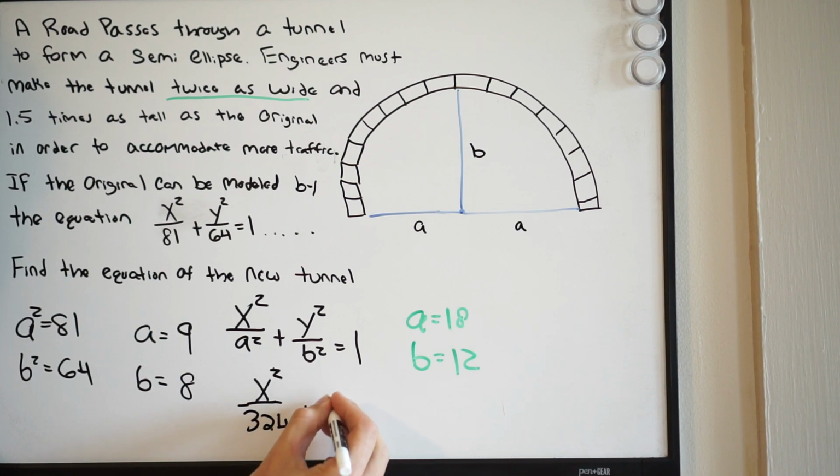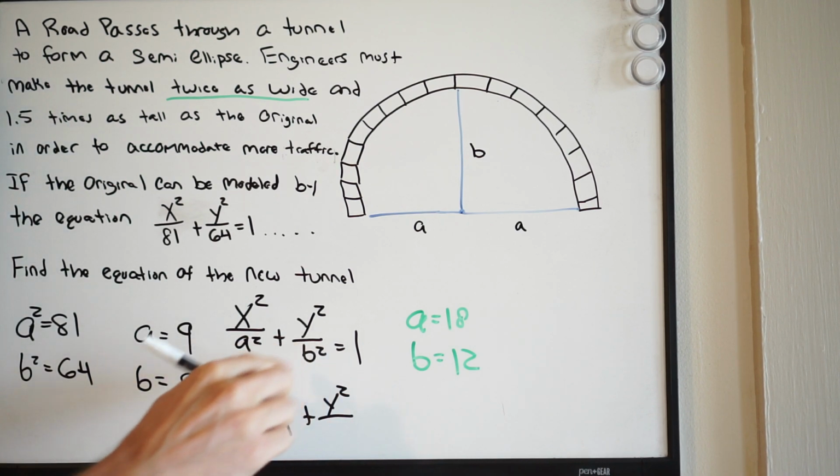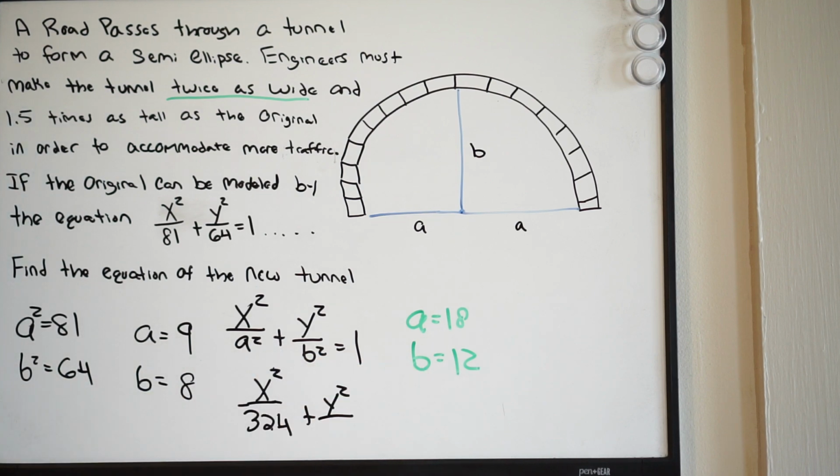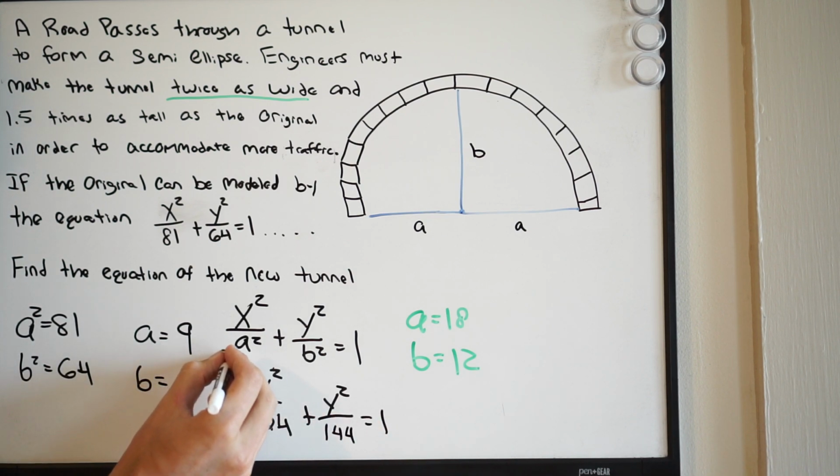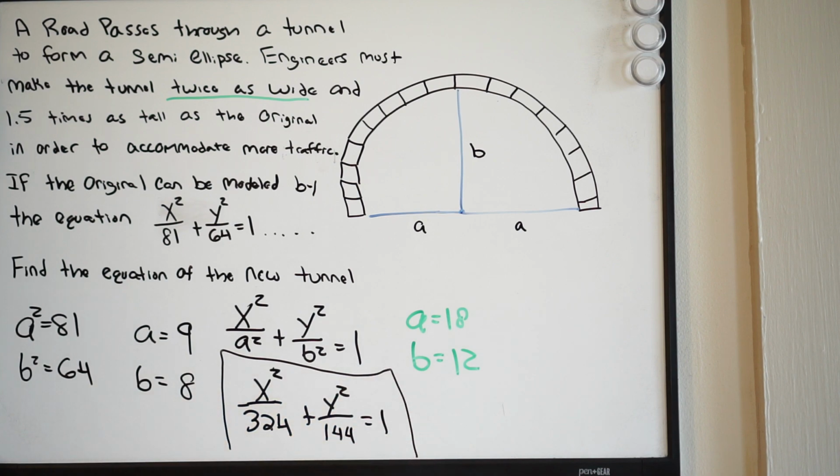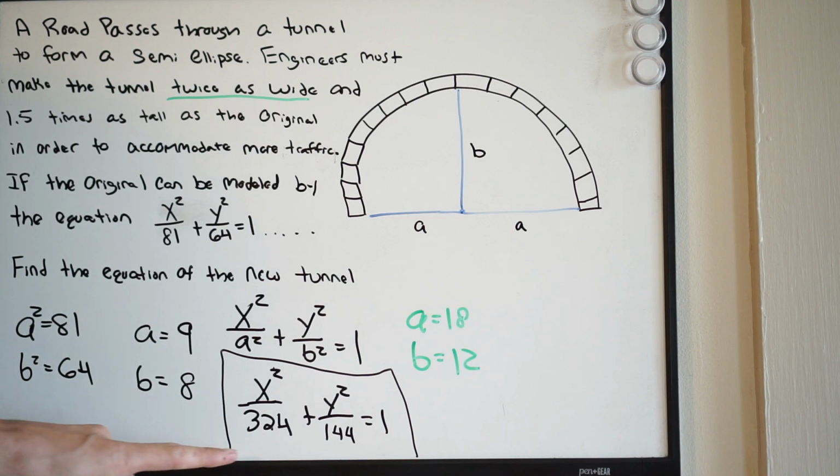Plus y squared. What's my b value? It's going to be right here. So 12 squared we know is going to be 144. And this is all equal to 1. This is going to be my new equation for the new tunnel. So this again is going to be our equation for the new tunnel. All right, and that is it.